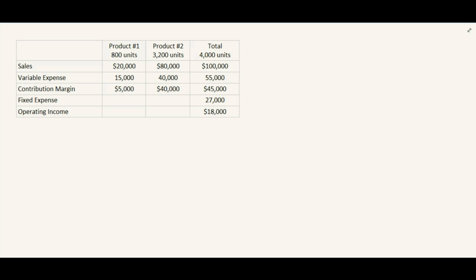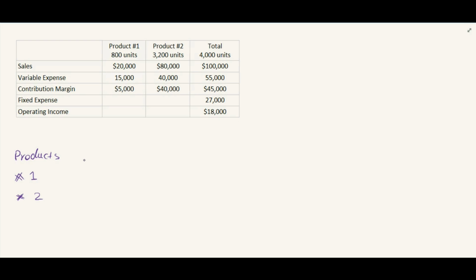So let's see how we can do that in a very easy method. Of course, this topic is considered some of the hardest topics for the students, but we will see how we can do that in very easy steps. Okay, first we will have our products. I will construct this table. So we have product number 1, and we have product number 2.